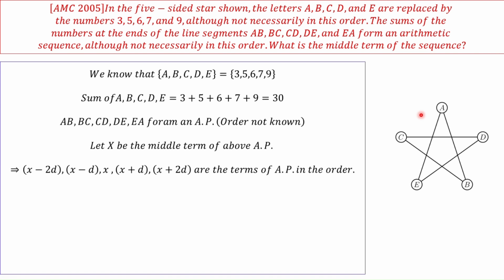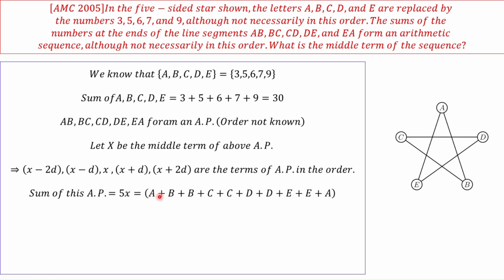So the other terms are basically X minus 2D, X minus D, X, X plus D, X plus 2D. So if I find X, I am done. I want the middle term, right? If I find X, I am done. So if I sum all these things, how much is it? 5X, correct? So 5X equals A, B, C, all this.